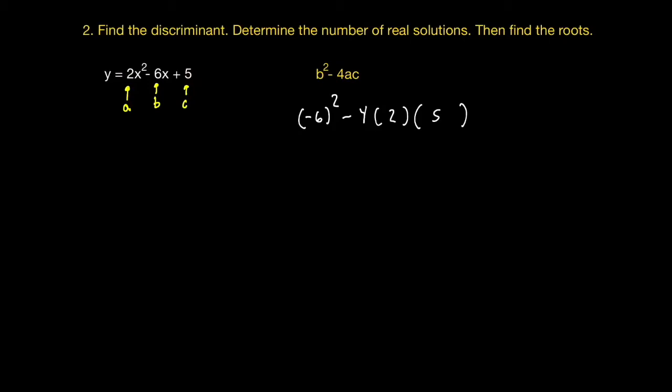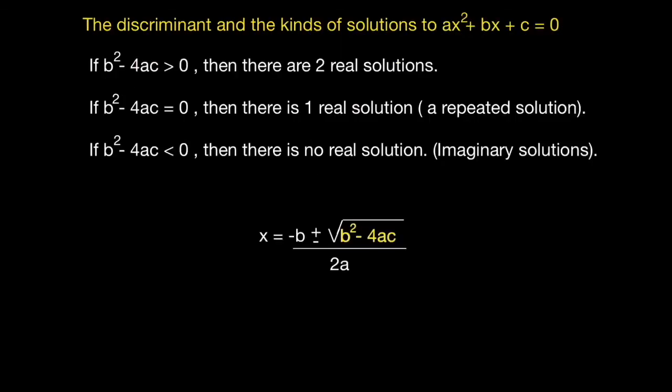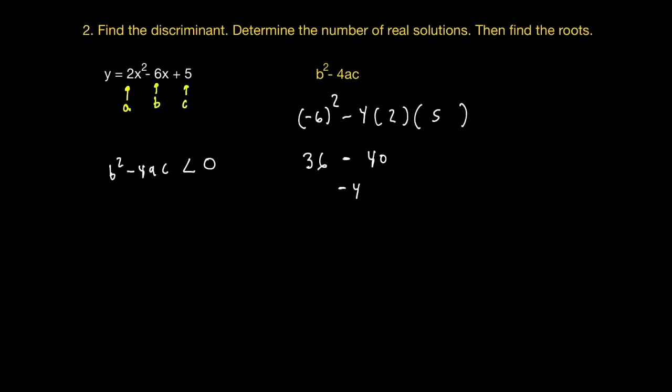So evaluating, I get 36. Negative 6 squared is 36. And then we're going to multiply 4 times 2, which is 8. If we multiply a 5, we're going to get 40. 36 minus 40 is going to give us a negative 4. So we got something that's less than 0. So here we got that b squared minus 4ac is less than 0. And referencing the notes, we can see that we're going to have no real solution. We're going to have imaginary solutions. We're going to record them as complex numbers.